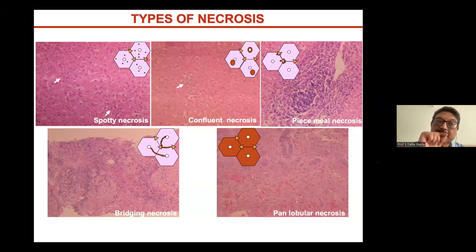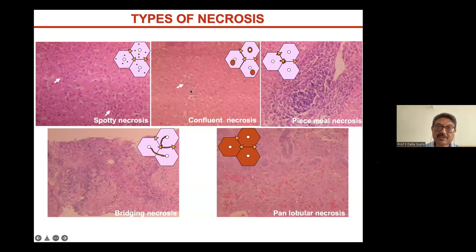So although it may be an acute hepatitis, in viral infection, the cells that go there to save us from viral infection are lymphocytes and NK cells. And that is why you will find mononuclear cells here rather than polymorphonuclear cells. And here in spotty necrosis, single cells get destroyed and you will find lymphocytes.